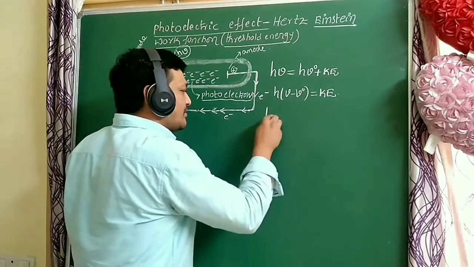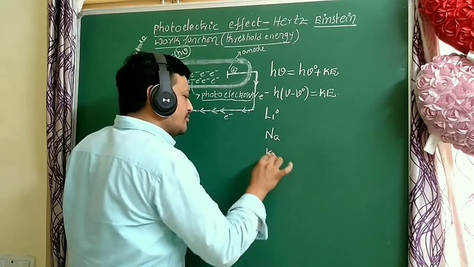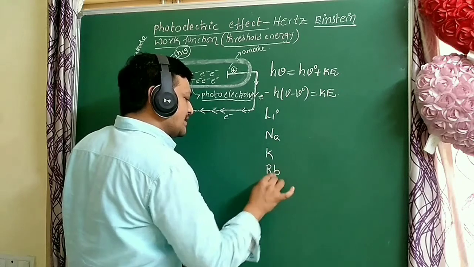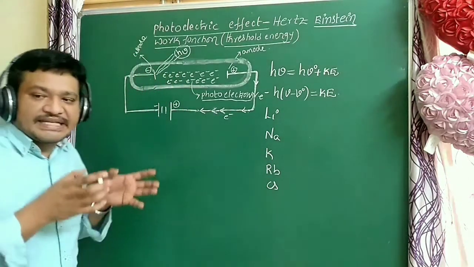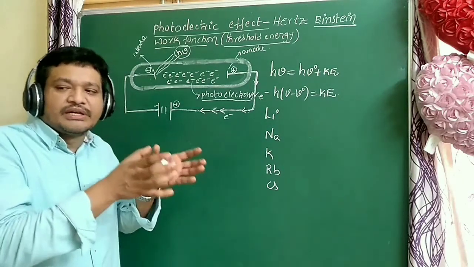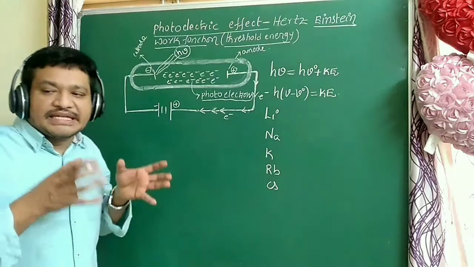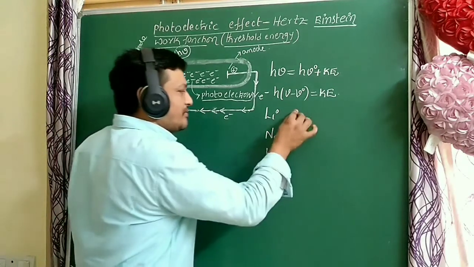Alkali metals have less threshold energy: lithium, sodium, potassium, rubidium, cesium. These metals have very low threshold energies, which means less energy is required to remove the electron. Why is less energy required to remove the electron? The size of these metals is very large.